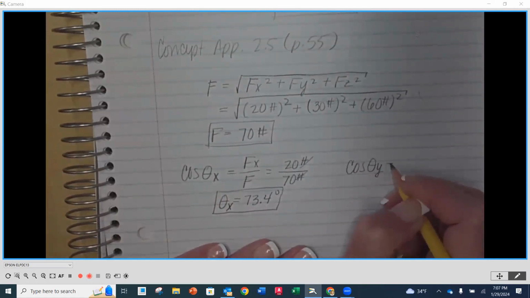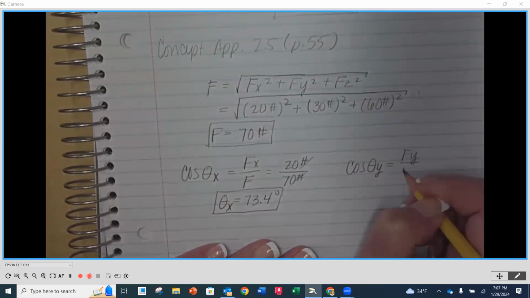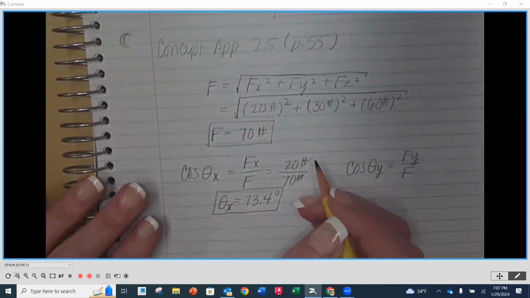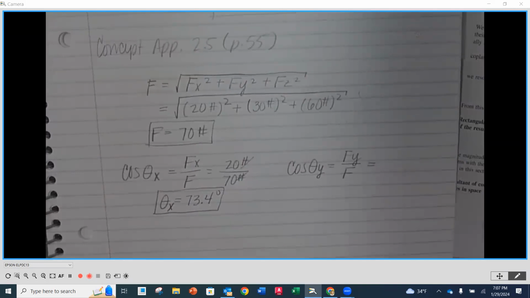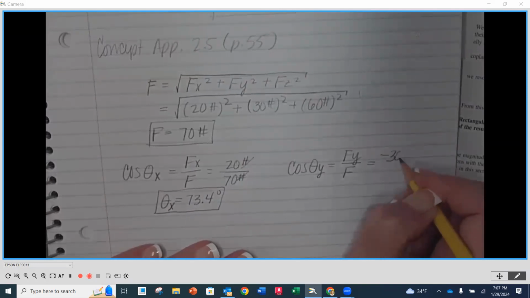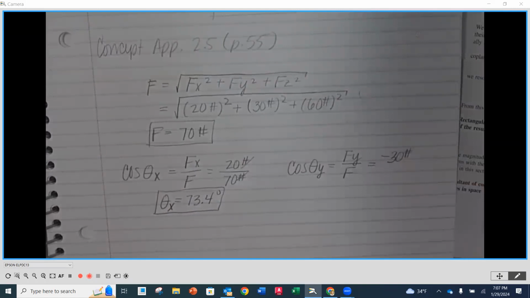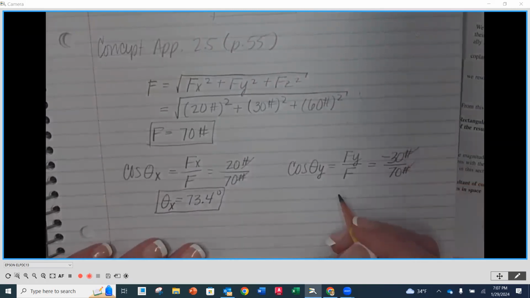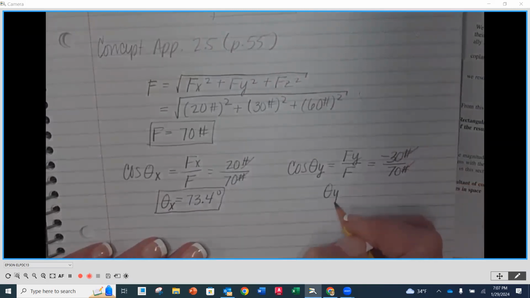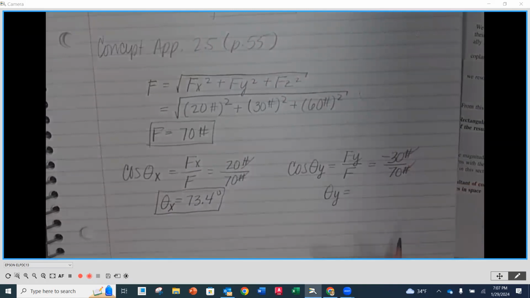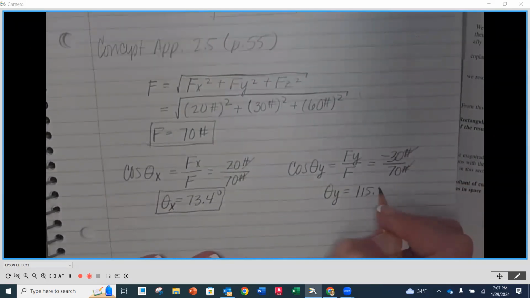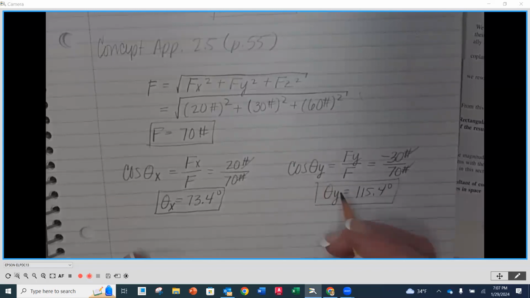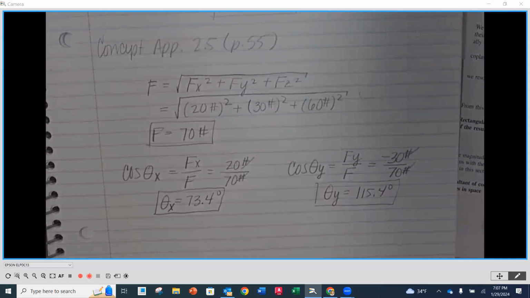Cosine theta Y is equal to Fy divided by our F. And we know the Fy from our problem was, now here we have to put the -30 in here. Make sure you put the -30 over the 70 pounds. Pounds cancel, and our theta Y is going to come out to be 115.4 degrees. So a box around that. Make sure you can get that on your calculator.